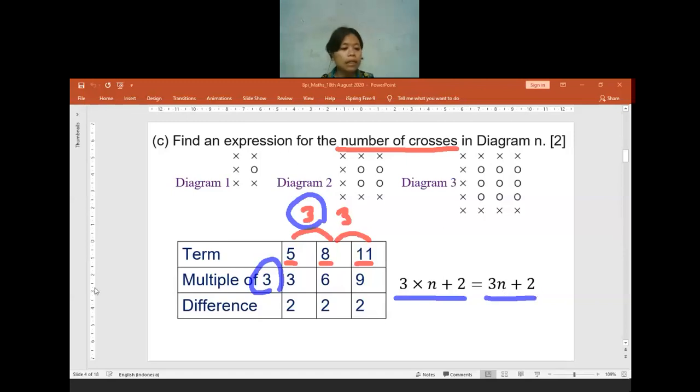And then later if you only get the answer, because this is 2 marks, if you have 3n only, it will be only 1 mark. But if you have 3n plus 2, you will be getting 2 marks. In this question, there are 2 marks. Is there anyone having any question or get confused?